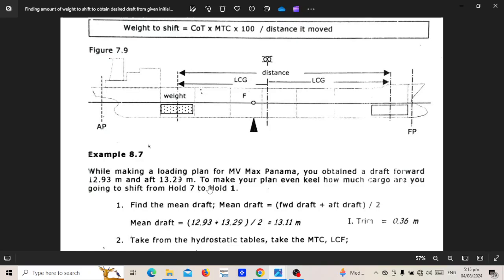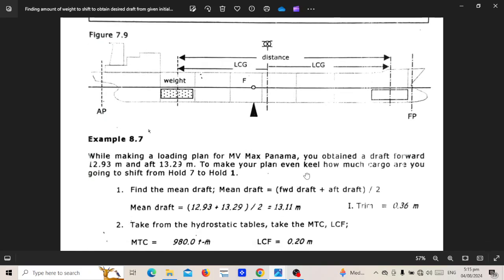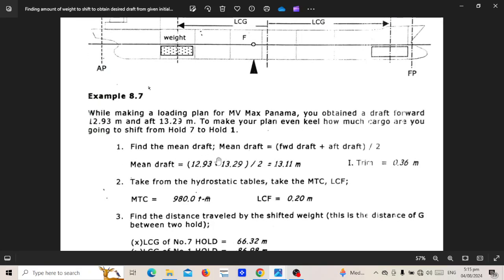To make your plan even keel, how much cargo are you going to shift from hold number 7 to number 1? So he's asking how much cargo shall we take out from hold number 7 to shift to hold number 1 so that the vessel will be even keel. So that's the question. Okay, find the mean draft.